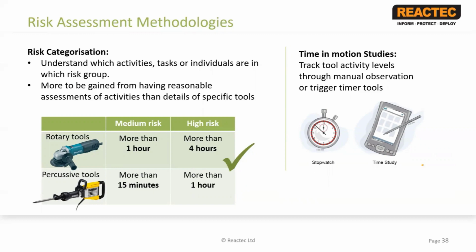So a rotary tool used for more than an hour would carry medium risk, but more than 4 hours, you would be high risk. A much heavier tool, such as a percussive tool, that medium risk is more of the order of 15 minutes, and your high risk is achieved in just an hour. Time and motion studies or tracking tool activities will quickly allow you to gather a better understanding of where the risk is developing from.